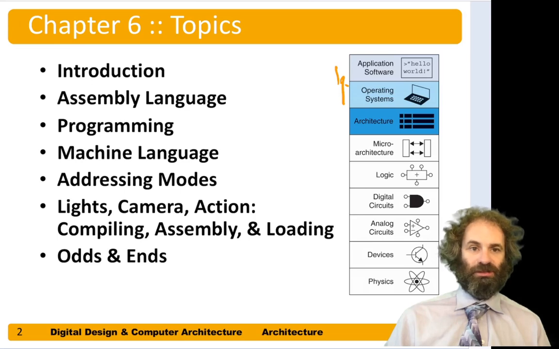run on an architecture. We'll start by focusing on assembly language programming, which is the native language of the machine, and how to get into translating programs from a language like C into assembly language. Then we'll go into machine language, the ones and zeros that actually run on the hardware. We'll talk about addressing modes. We'll talk about the process of compiling, assembling, and loading programs, and various odds and ends.